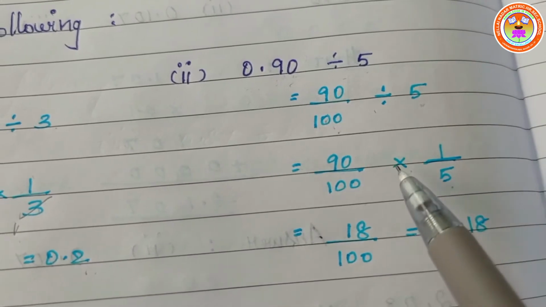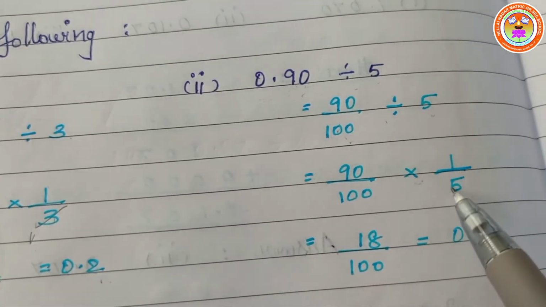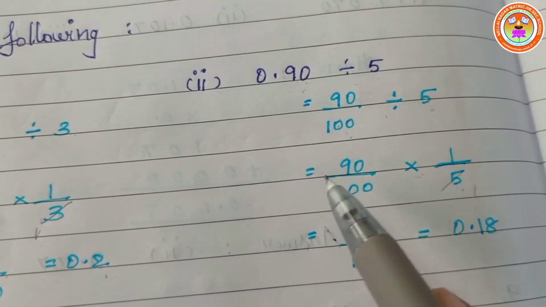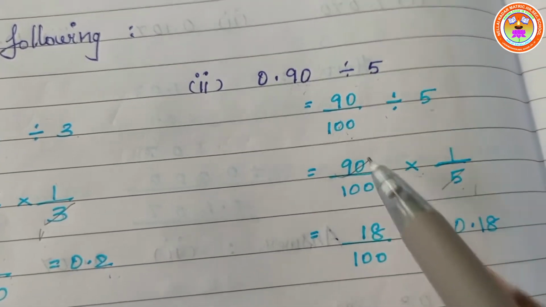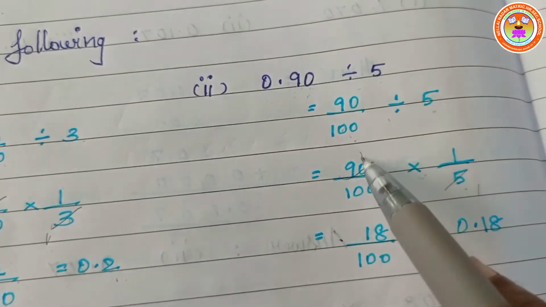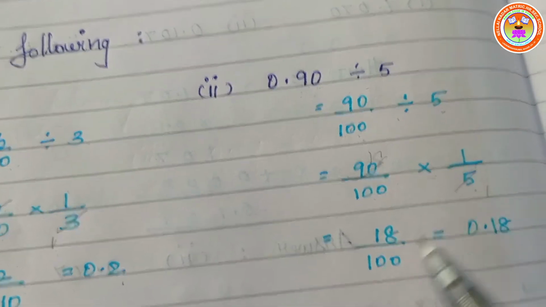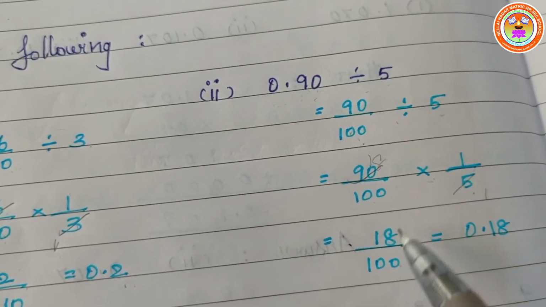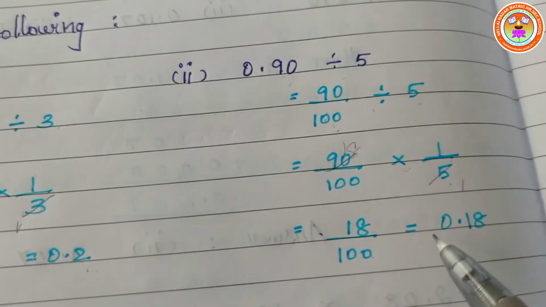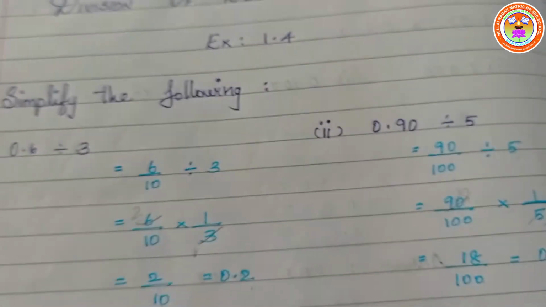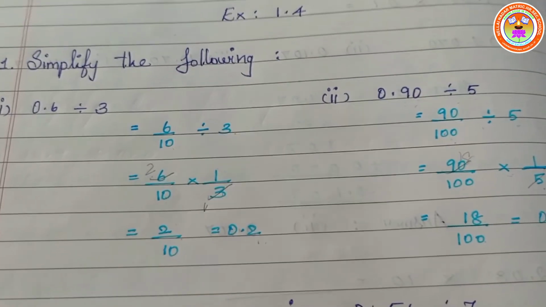Yes. Now I can cancel 5 and 90. So 5 1 times and 90, how many times? 18 times. So 18 into 1 is 18. 100 into 1 is 100. So 18 by 100 can be written as 0.18. Understood the first two sums? Yes children? Yes.